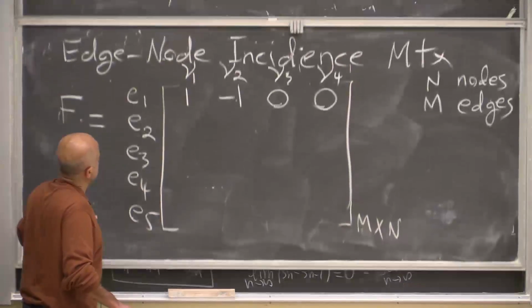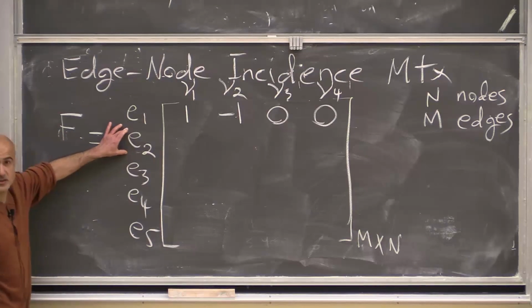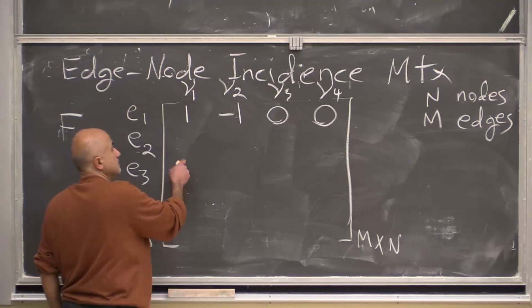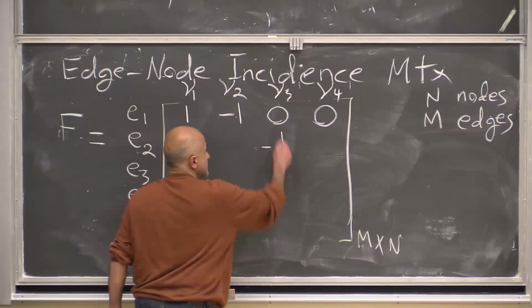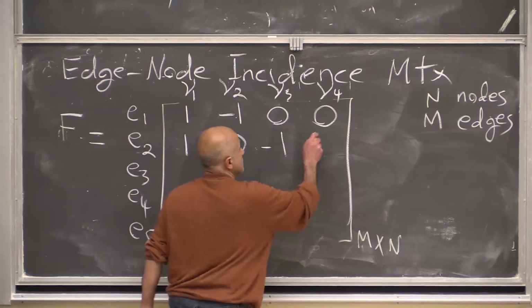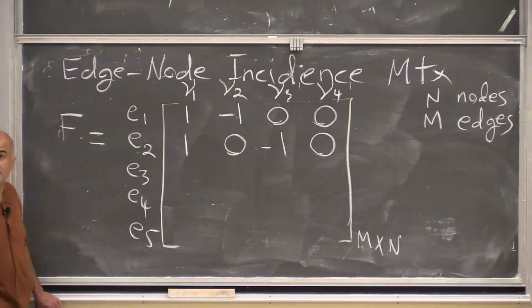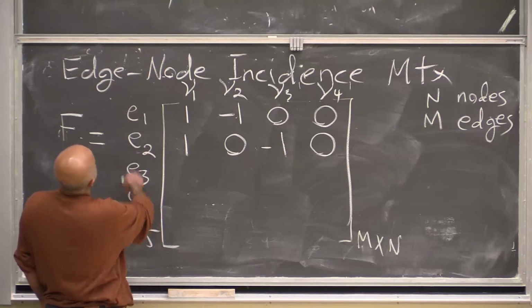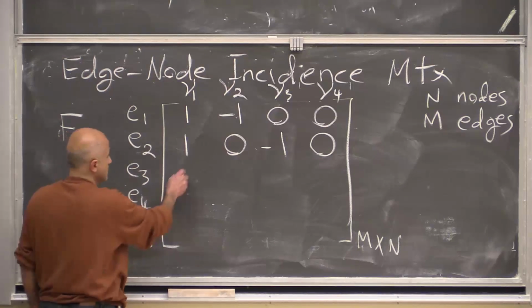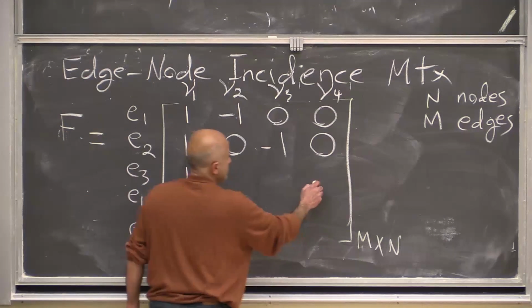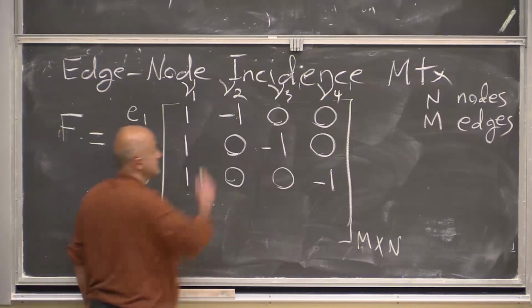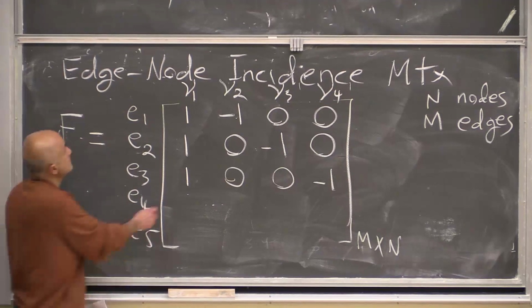So what is edge 2? What nodes is edge 2 incident on? 1 and 3. Which one takes the +1? 1. And 3 takes the -1. Edge 2 is not incident on node 2, and it's not incident on node 4. And I'm going to continue this way, filling this matrix. So edge 3 is incident on nodes 1 and 4. Node 1 takes the +1, and node 4 takes the -1. Edge 3 is not incident on nodes 2 and 3. And I do this for the other edges as well.